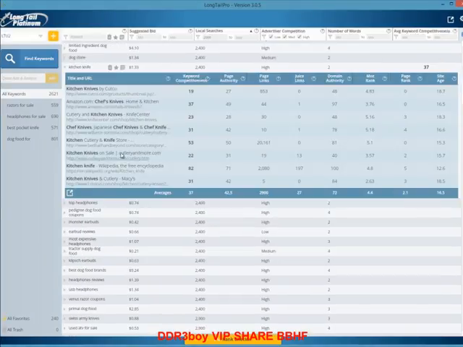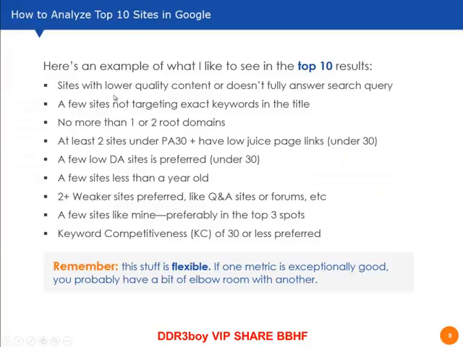Here I've just pulled up the data for kitchen knife. If we look at the top 10 results, I'm going to follow along with this checklist very quickly. We'll dive in deeper on whether sites have lower quality content or don't fully answer the search query after we look at these other ones.